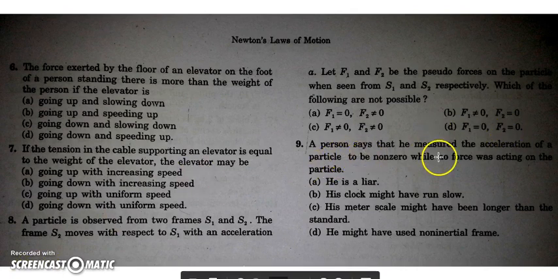Ninth: a person says that he measured the acceleration of a particle to be non-zero while no force was acting on the particle. He must be in a non-inertial frame, then only will acceleration be there even if there are no real forces. That acceleration that he measured will be because of pseudo forces.